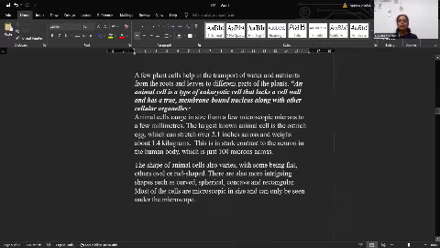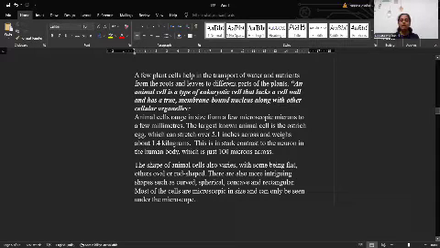of the plants. An animal cell is a type of eukaryotic cell that lacks a cell wall and has a true membrane bound nucleus along with other cellular organelles. Animal cells range in size from a few microns to a few millimeters. The largest known animal cell is the ostrich egg, which can stretch over 5.1 inches across, weighing about 1.4 kilograms. This is in stark contrast to the neuron in the human body, which is just 100 microns across.